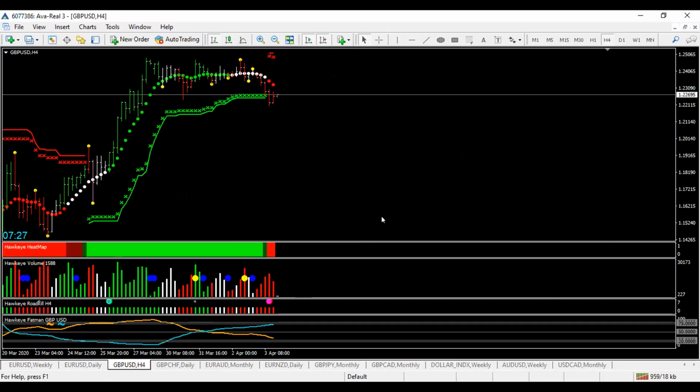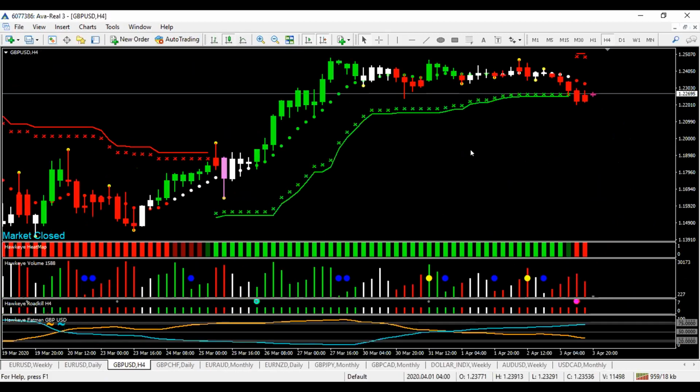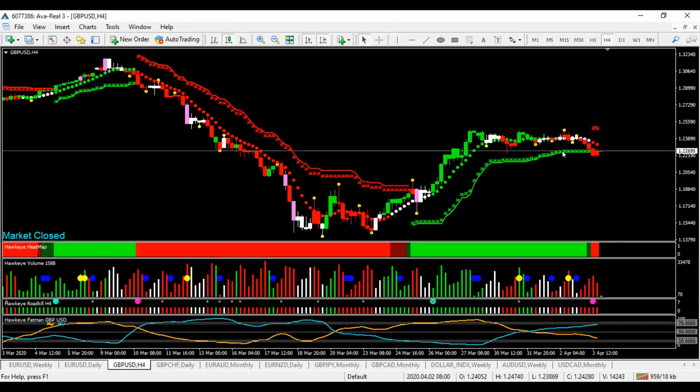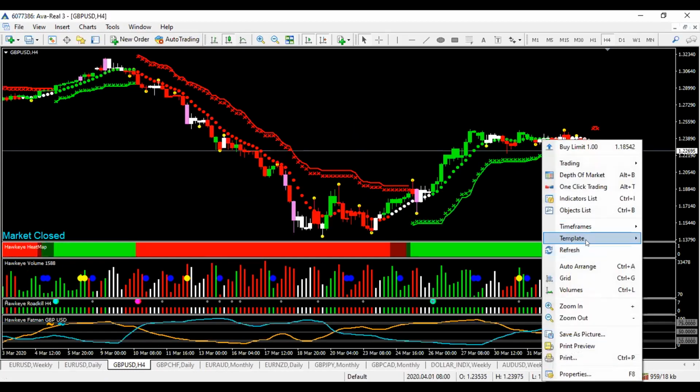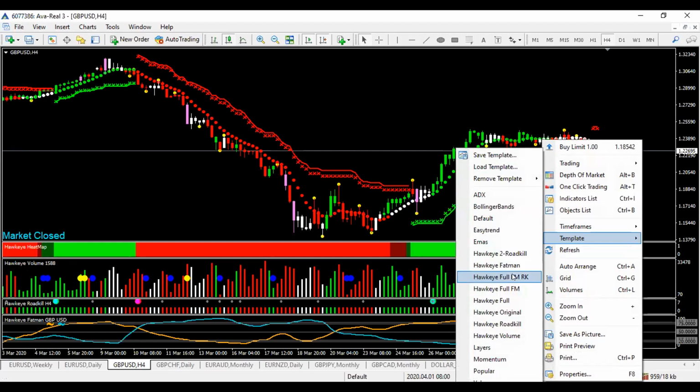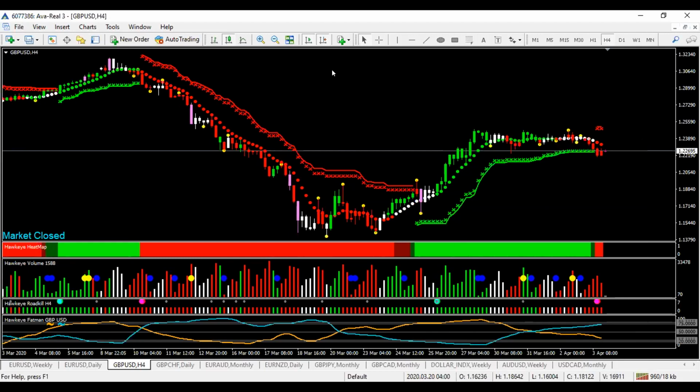Okay, so this is the Hawkeye tool, and we are using this template. This template is really good. It is called Hawkeye Full FMRK. What it does is give us the volume, the roadkill, the heat map, and also the Fatman, the individual currency strength meter, directly on one chart.